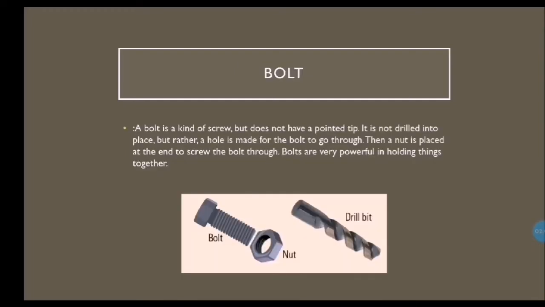Now, a bolt is a kind of screw but does not have a pointed tip. It is not drilled into place, but rather a hole is made for the bolt to go through. Then a nut is placed at the end of the bolt. Bolts are very powerful in holding things together, as you can see in the figure.